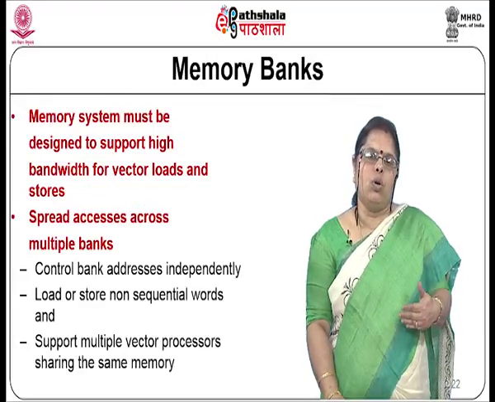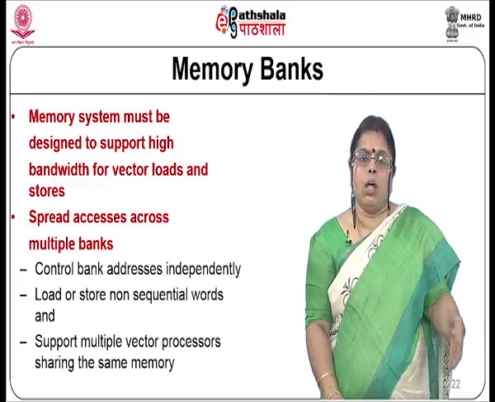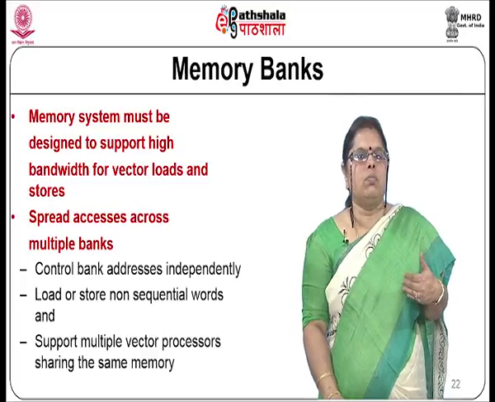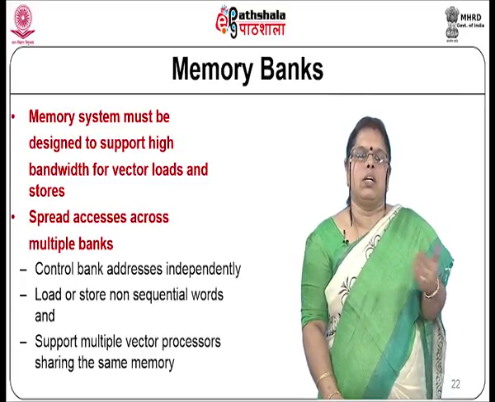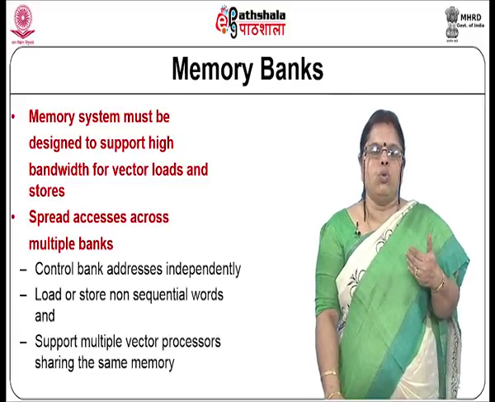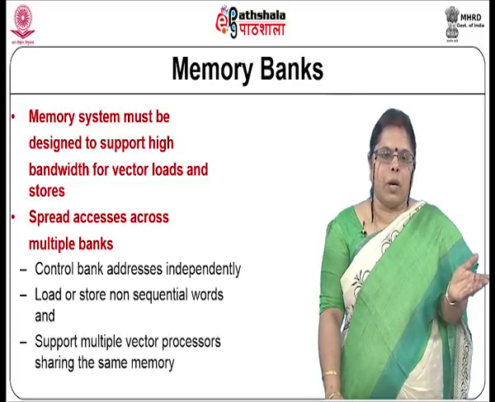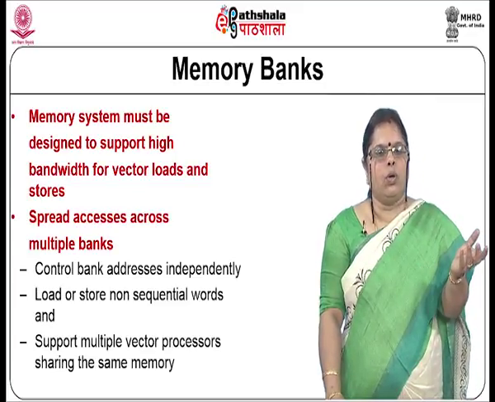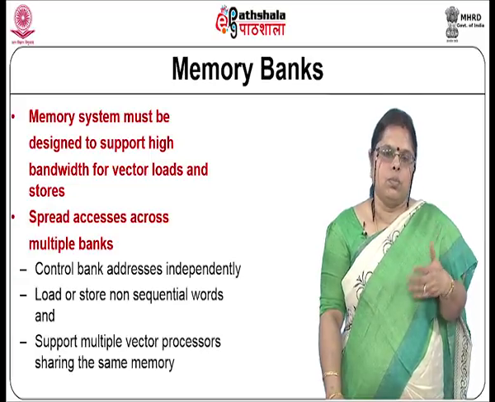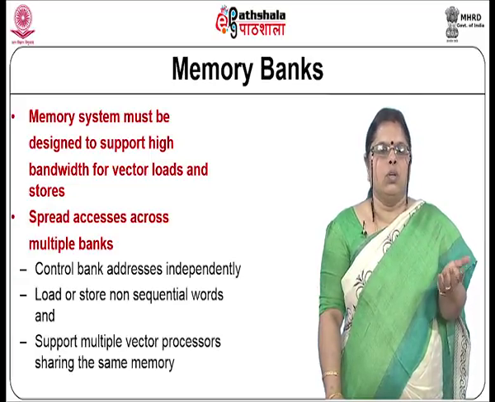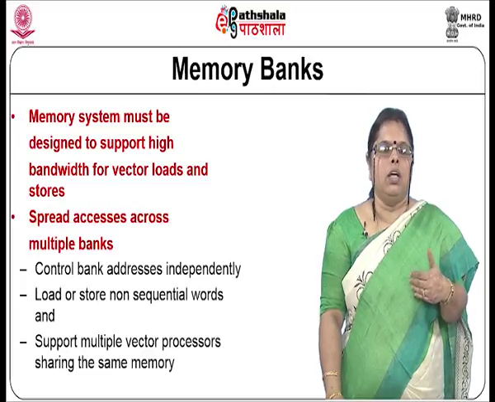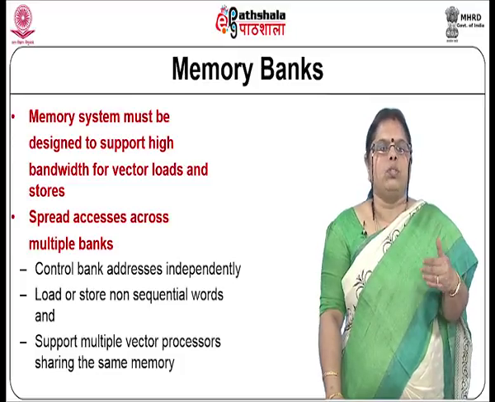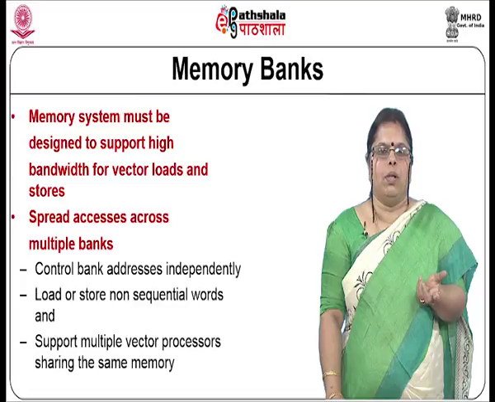The other one is how to optimize your memory accesses, because you will have to transfer a lot of data from memory when you are looking at vector architectures. So, the memory system must be designed to support the high bandwidth that is required for vector loads and stores. You basically have to spread the access across multiple banks. We have already discussed the concept of banking, and you try to spread the accesses across multiple banks because it will allow us to do parallel accesses. So, you control the bank addresses independently, and this will allow you to load or store non-sequential words, and it supports multiple vector processors sharing the same memory.